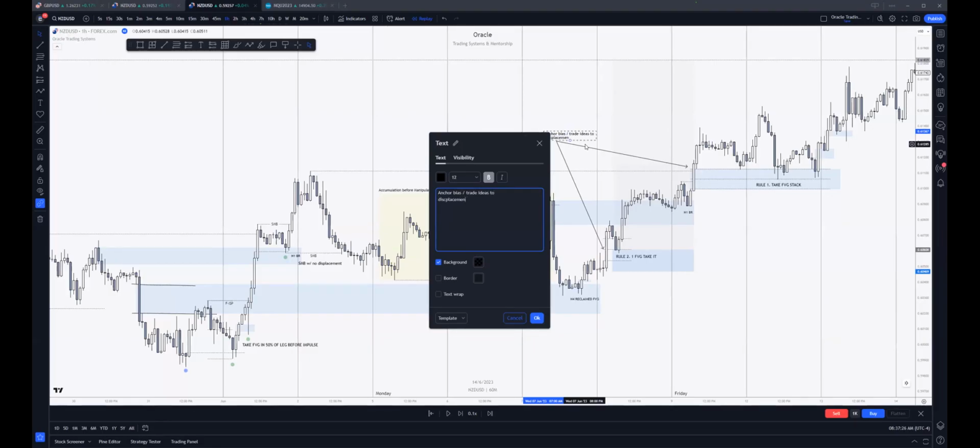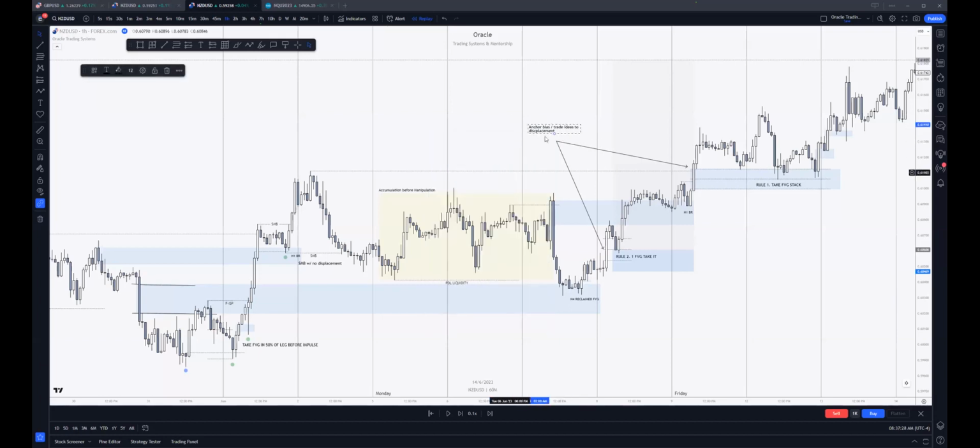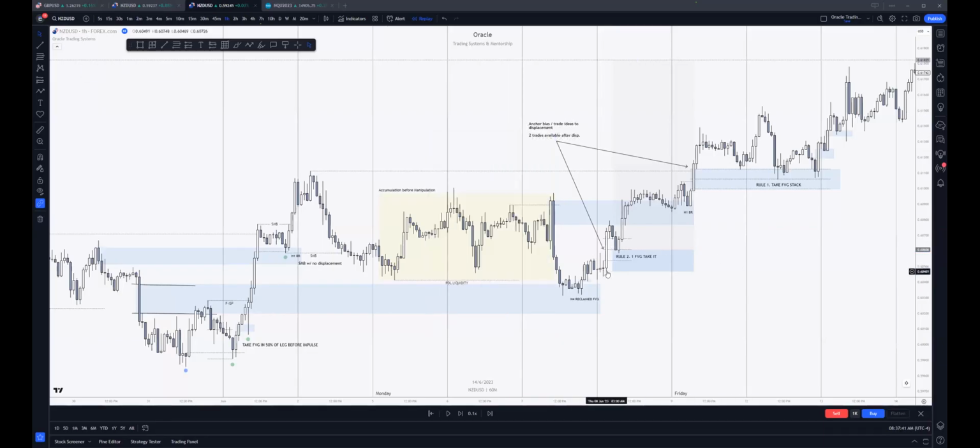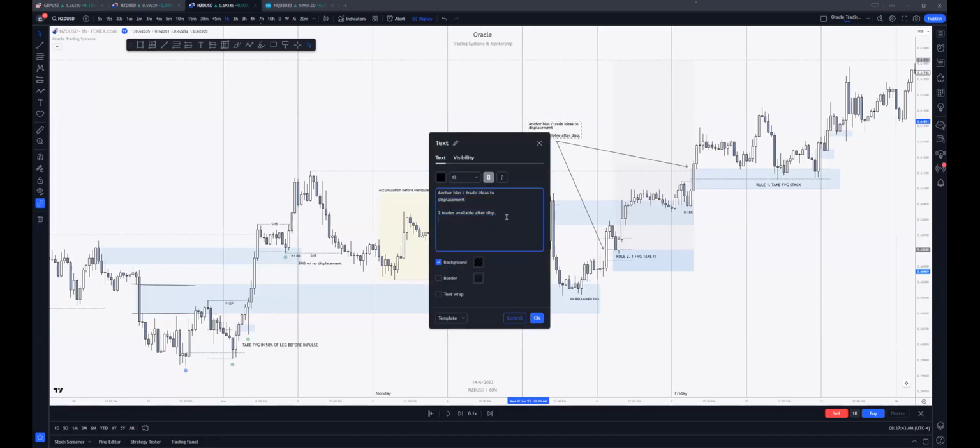Displacement, right? Few trades available after displacement. All right, so we get displacement here at the open. Well, time of day, New York and London. Time of day, New York, London, New York.